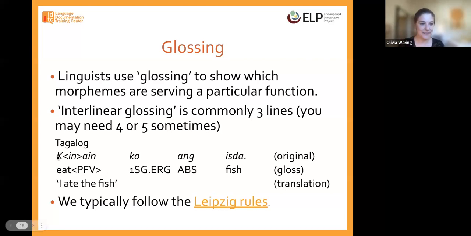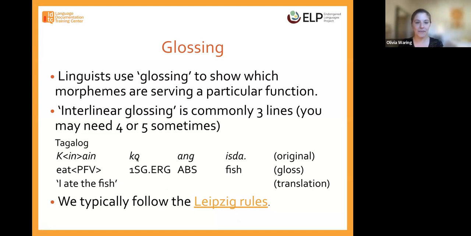So for example, the K-A-I-N morpheme. I'm not going to try to pronounce Tagalog because I do not speak it, so I don't want to mess up. But K means eat in Tagalog. And then we have an infix, which is represented with these little brackets, which is described by linguists as PFV. That means perfective. And again, we can talk a little more about all of these abbreviations. There's many of them. As you proceed with your linguistic studies, you will be introduced to more and more, and they're all listed in the Leipzig glossing rules. But perfective tells us that the action is completed.